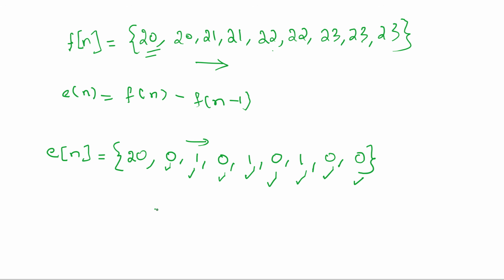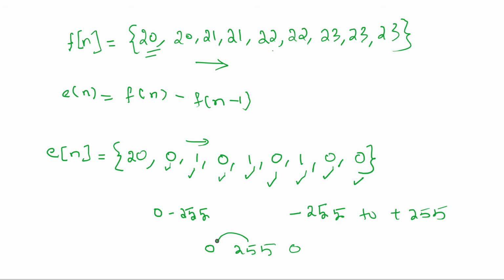One thing to notice here is, if you have your signal with values 0 to 255, then you will have to find space to store values from minus 255 to plus 255 in the prediction error, because in the input sequence, if a value comes as 0, then 255, then 0, the difference between 255 and 0 is plus 255, and the difference between 0 and 255 will be minus 255. So the range of the error value e of n should be minus 255 to plus 255.